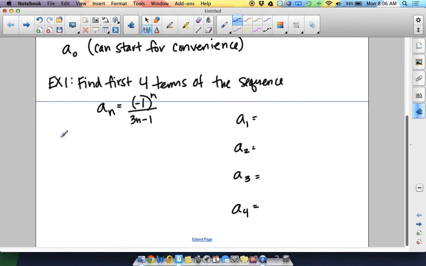Okay, so all you have to do is write a sub 1, and since you're letting n equal 1, then in your formula you let n equal 1. Simplify, you get negative 1 over 2. And that's the first term. It's really simple. Girls, find a sub 2. Boys, find a sub 3. I'll find a sub 4.